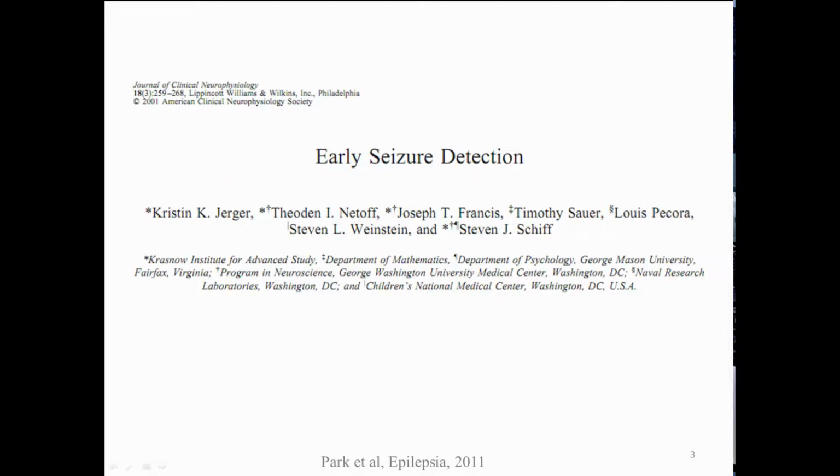In this paper with Kristen Jerger in 2001, we decided to test whether linear features such as power spectrum of the EEG could also detect changes prior to a seizure just as well as the nonlinear. And we found that, in fact, when we compared the nonlinear measures with surrogates, where we scrambled the phases of the signal, we got just the same prediction as with the raw nonlinear measures, indicating to us that the linear measures were probably sufficient for detecting the changes in the EEG.